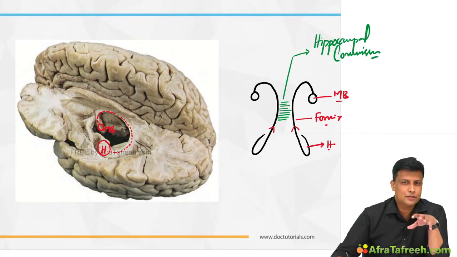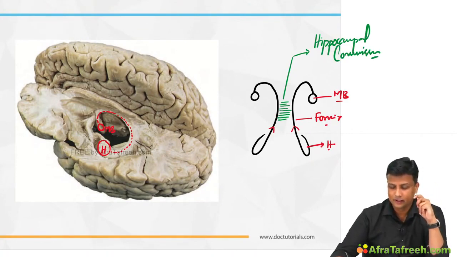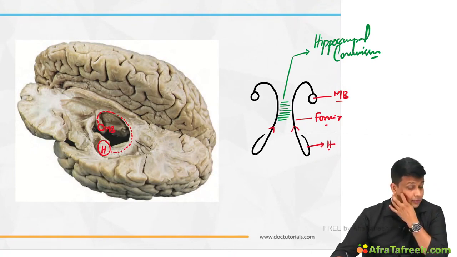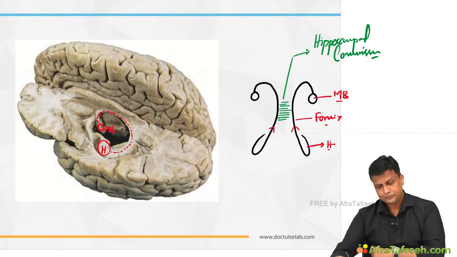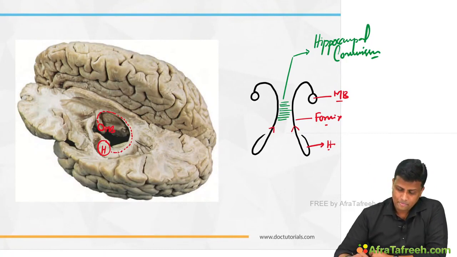So hippocampal commissure is the one which is going to connect the fornix on either side. So fornix on the right and left will be connected by hippocampal commissure. Remember, hippocampal commissure is not connecting the hippocampus. It is actually connecting the fornix on either side. Done. Fine. Okay. This is also done.